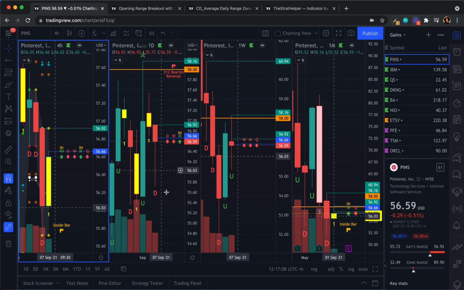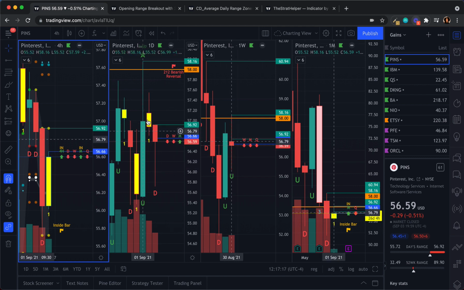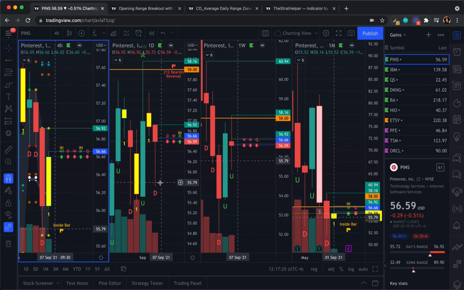So in this case, Pinterest has a bullish RevStrat day setup, which means you are looking to take out the high of this 2 down at 56.92 and target the candle previous to the inside candle, which is 58.16. The reason I really love looking at the 4-hour is because there are sometimes potentially earlier entries into plays.